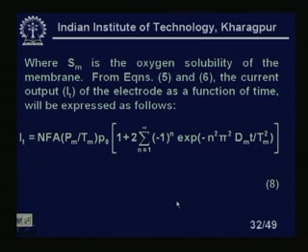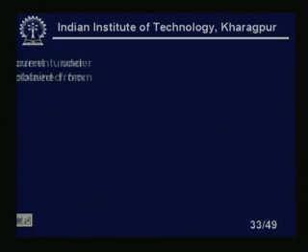The current output It equals n F A Pm by Tm, multiplied by P0 times 1 plus 2 summation n equal to 1 to infinity of minus 1 to the power n, exponential of minus n square pi square Dm t upon Tm square. This is equation number 8.